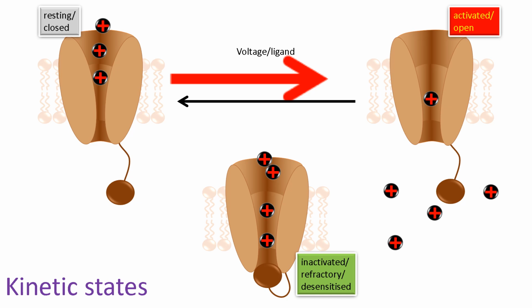For a voltage-gated channel, sustained depolarization can push it towards the inactivated state. Ligand-gated channels can also inactivate during sustained ligand binding. This is a one-way reaction, so channels will remain inactivated until the stimulus is removed. The channel will then gradually recover to its resting or closed state, ready for the cycle to start again.